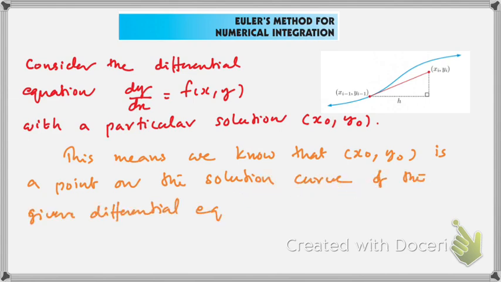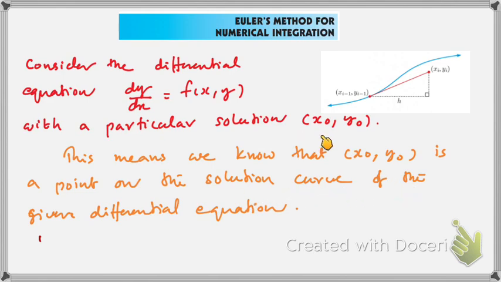It means that we know (x0, y0) is a point on the solution curve. Every differential equation represents a family of curves. So when I integrate this f(x, y), it will give me a curve, in fact a family of curves, with a plus c on it. But we haven't solved the differential equation; we only know that (x0, y0) is a point on the solution curve.